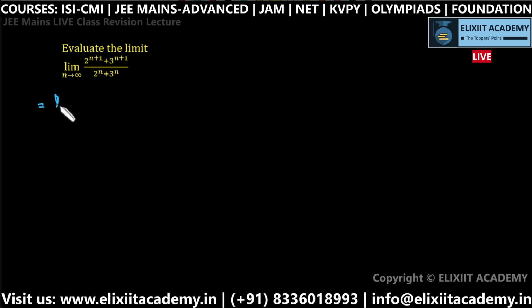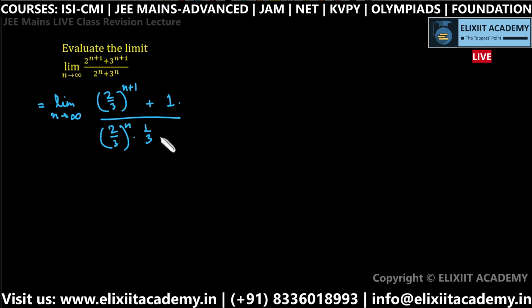So we have limit n tends to infinity. What we do is we take 3 to the power n plus 1 common. So this becomes (2 by 3) whole to the power n plus 1, plus 1, divided by. Okay, now obviously we are taking 3 to the power n plus 1 common both from the numerator and the denominator. So this is (2 by 3) whole to the power n into 1 by 3, because you are taking out 3 to the power n plus 1 common.